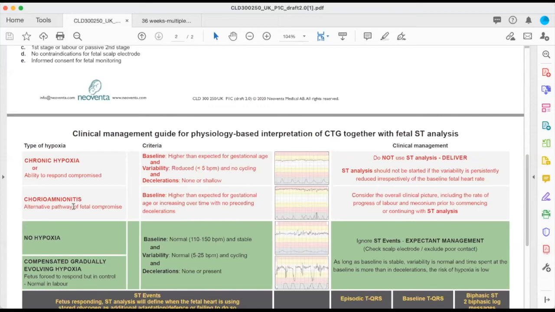I'm not saying use the biphasics to diagnose chorioamnionitis. I'm saying that that's a common finding with it. But you can't use STAN in chorioamnionitis, whether it was there at the beginning or as it develops along the way, because it's an entirely different mechanism. STAN is not going to alarm with that. Okay, is that making sense?